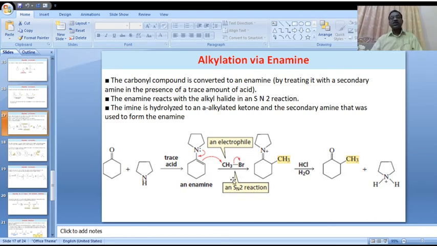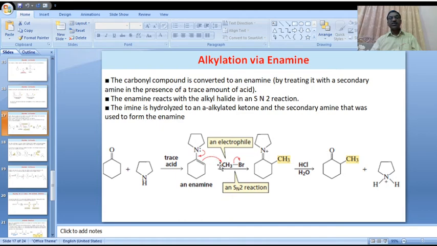Here we are using the alkyl halide methyl bromide. In this methyl bromide, after breakage of the carbon and Br bond, it generates a methyl electrophile. This reaction proceeds by the SN2 mechanism. This particular electrophile attacks the alpha carbon. The pair of electrons donates to this side. Here there is cleavage of the pi bond.